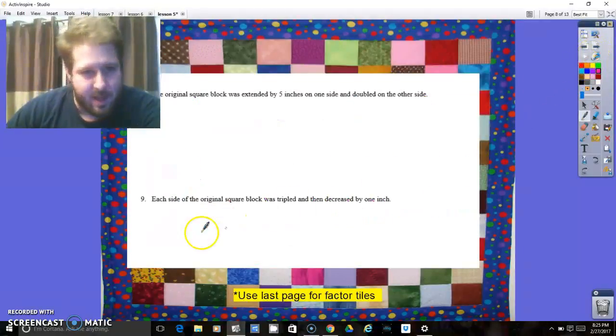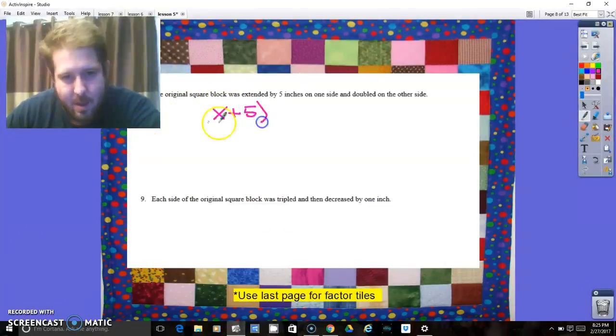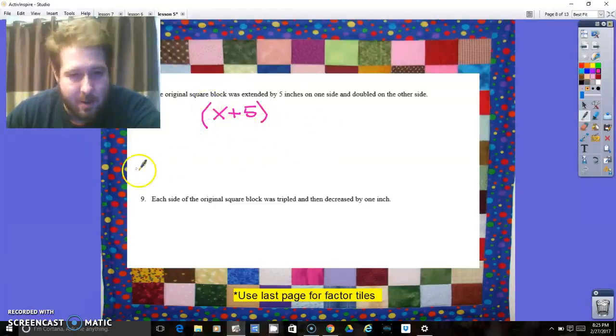All right, what comes next? Number 8 and 9. The original square block was extended by 5 inches on one side and doubled on the other side. Okay, so I'm going to use that area diagram to do that.